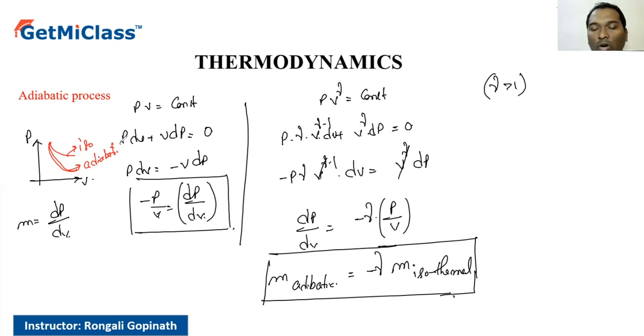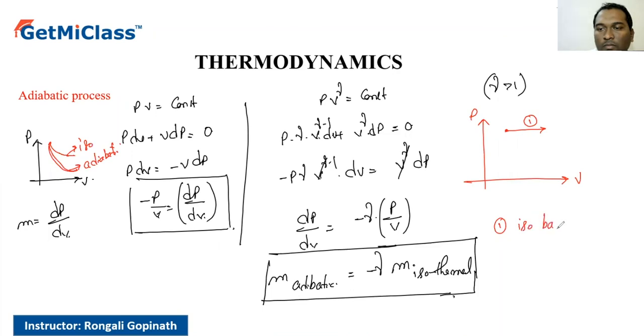Now we'll try to draw all the different processes in one single graph for a better understanding. Right. Starting with the isobaric process. Isobaric means pressure is constant. First one is isobaric. Right. Now it is the isothermal process. Second one. And then we have the adiabatic process. Third one. And then we have the isochoric process. Fourth one.